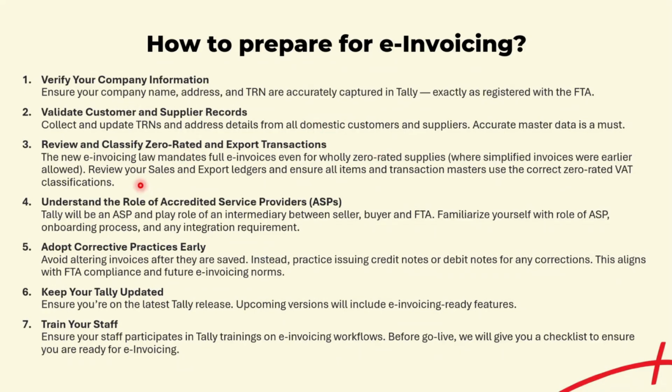And for those of you who deal heavily with products in a trading business or manufacturing, please review and classify all of your products and services, and their taxability, accurately, be it 5%, exempt, not vatable, whatever it is. And then it is very important to understand the role of your ASPs. As you saw, all the heavy lifting will be done by your ASPs.